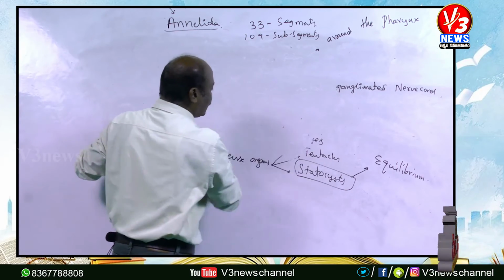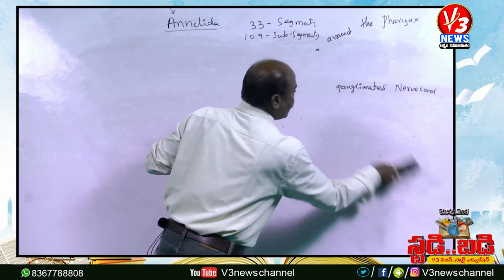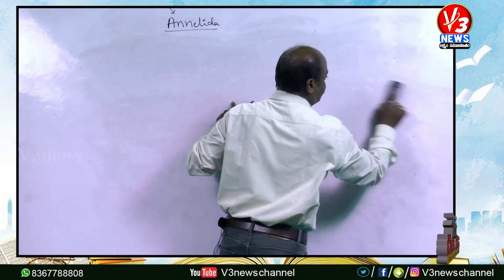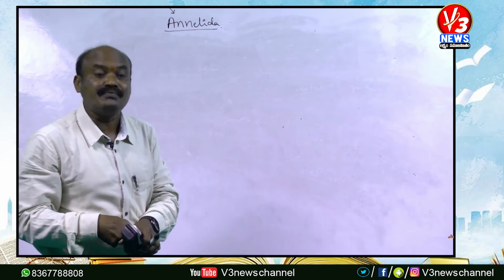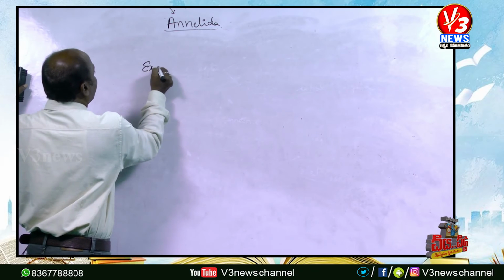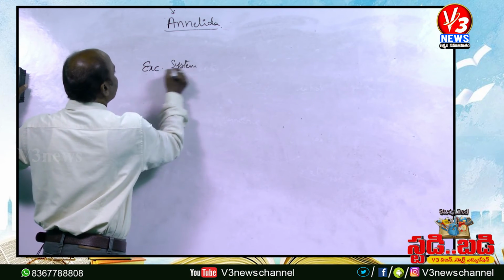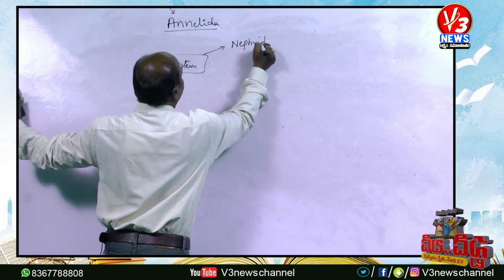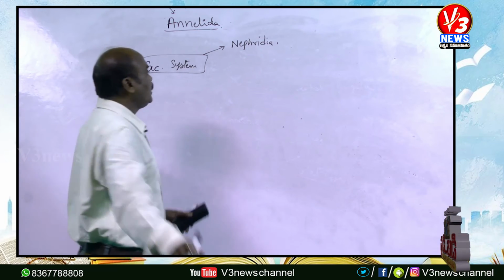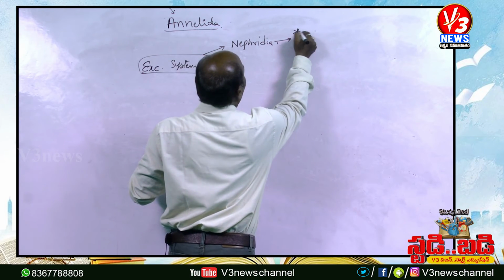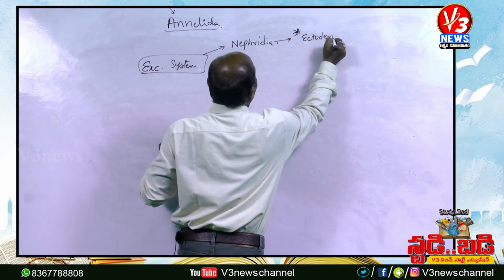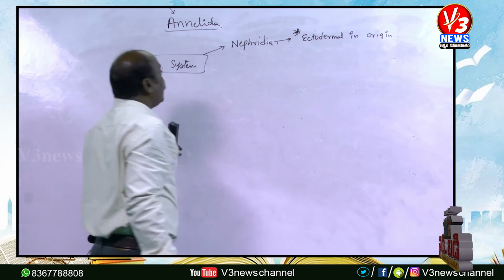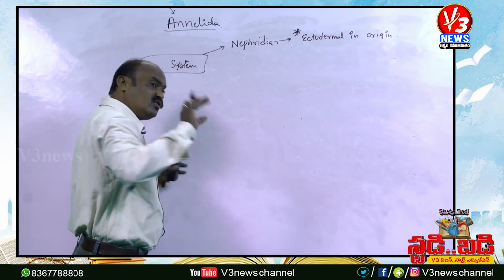Then coming to the excretory system. For the first time in the animal kingdom, special excretory structures are developed. They are called nephridia. So the special excretory organs are called nephridia. A very important aspect here is that the nephridia are ectodermal in origin.